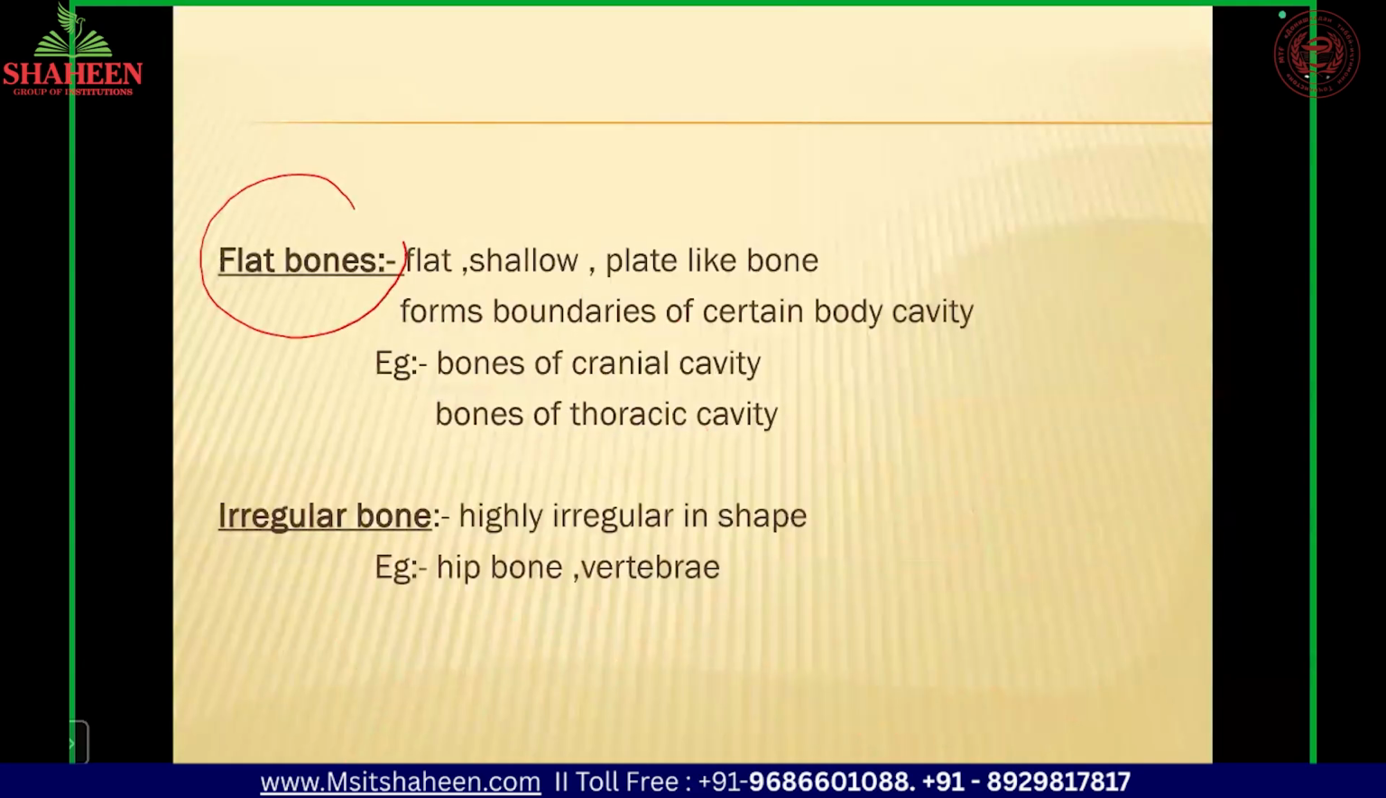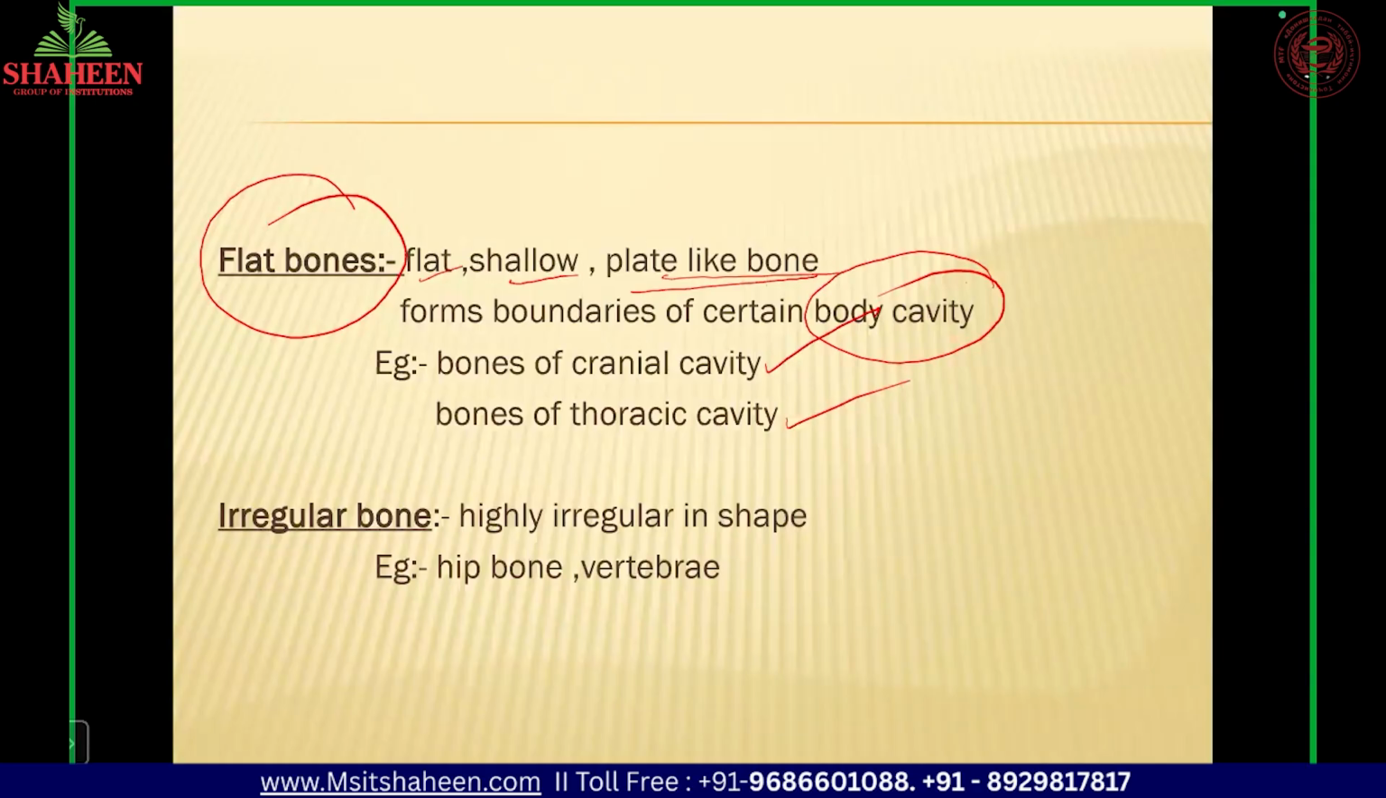Next, what are flat bones? Flat bones are flat, shallow, plate-like bones that form the boundaries of some cavities, like the cranial cavity and the thoracic cavity. So, what are the bones of the cranial cavity? Frontal bone, parietal bone, occipital bone, temporal bone. All these are the bones of the cranial cavity.